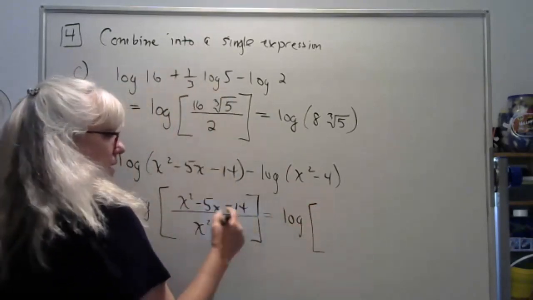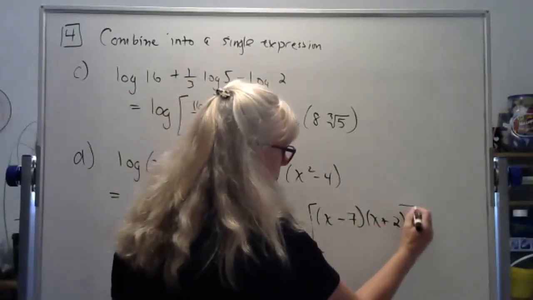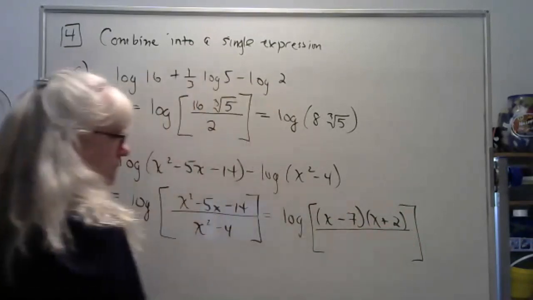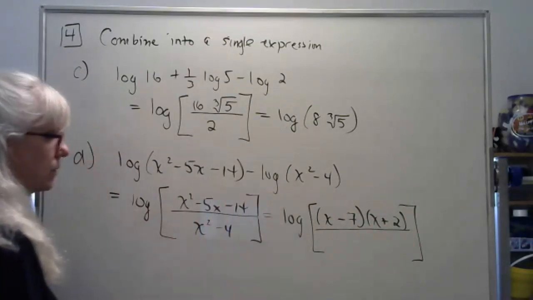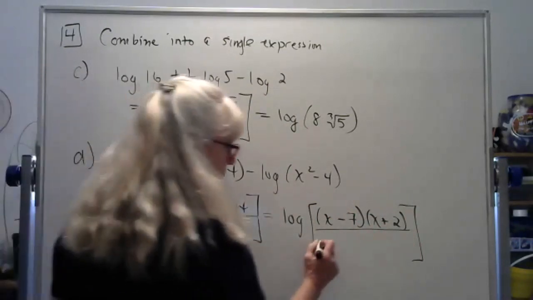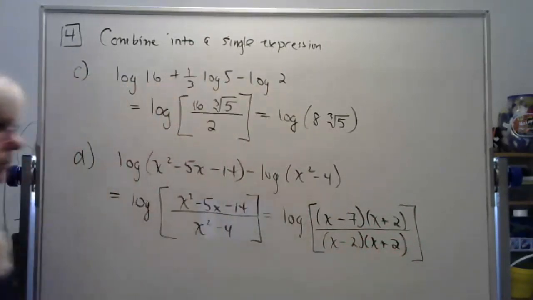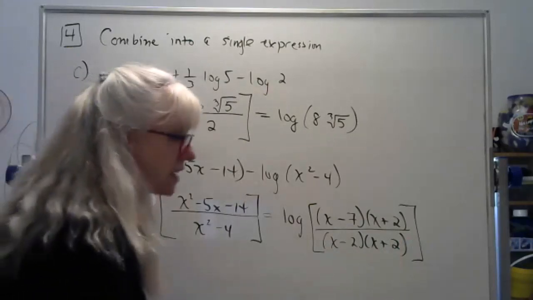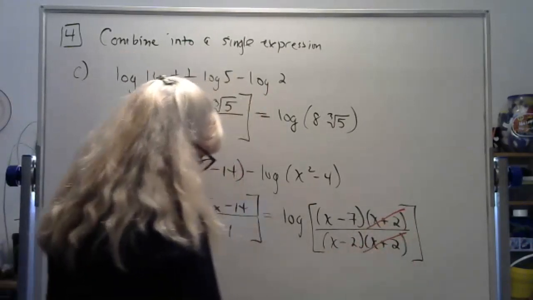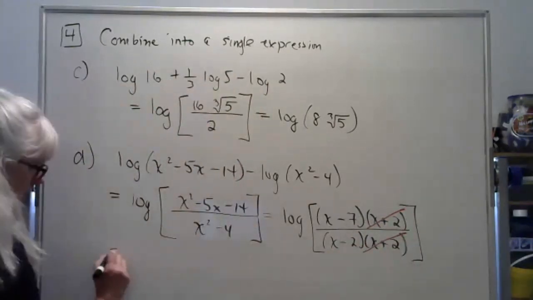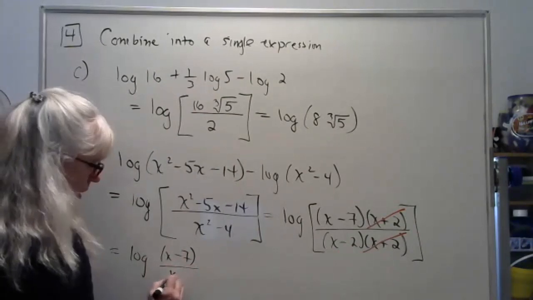So x squared minus 5x minus 14 is going to factor into what? x minus 7 and x plus 2. Factors of 14 that subtract to 5 are 7 and 2, because the 5 is negative, the larger number is negative. And on the bottom, x squared minus 4 is a difference of squares, so that's x minus 2 and x plus 2. Sure enough, we have a common factor of x plus 2, which we can cancel out. And we will end up with our final answer, log of x minus 7 over x minus 2.